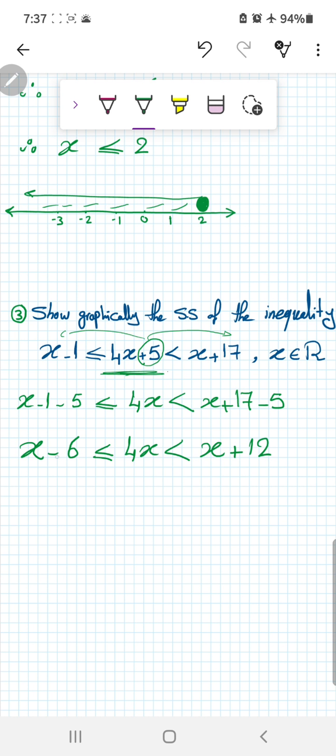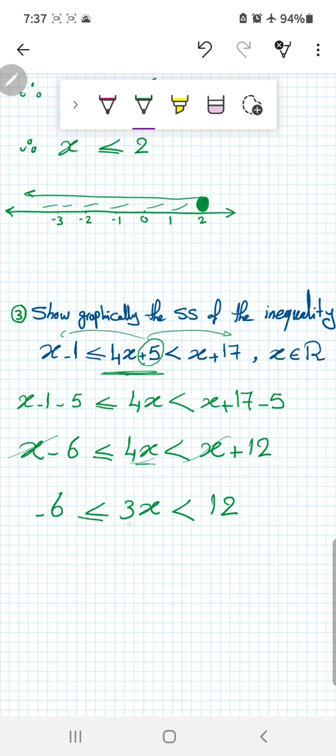We cancel x with x, so we get -6 less than or equal to 4x minus 1x, so it will be 3x. So the 1x and 1x cancel out, the 1x from the middle gives 3x, and the 1x here is cancelled. And here we have 12.